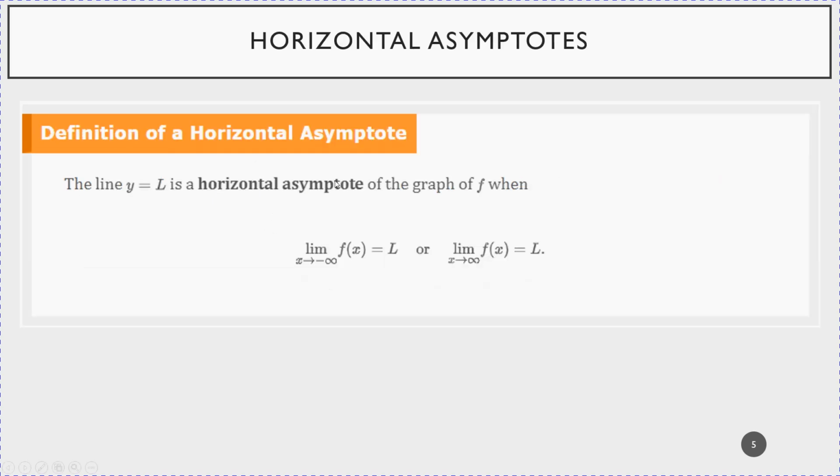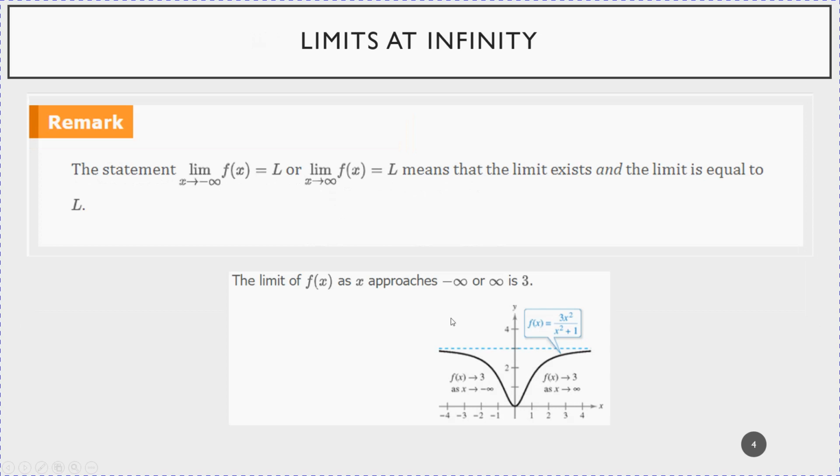So just, kind of hinting at this in the previous slide, talking about a horizontal asymptote here. The line y equals L is a horizontal asymptote of the graph of the function when the limit as x goes to negative infinity of f of x exists and is equal to L, or on the other side, the limit as x goes to infinity of f of x is equal to L. So you can see here the horizontal asymptote because this limit existed.